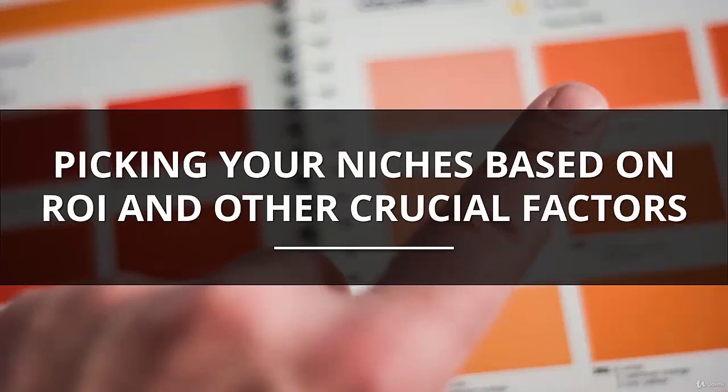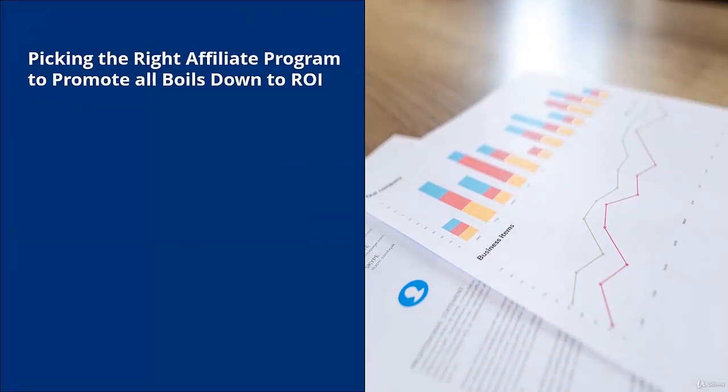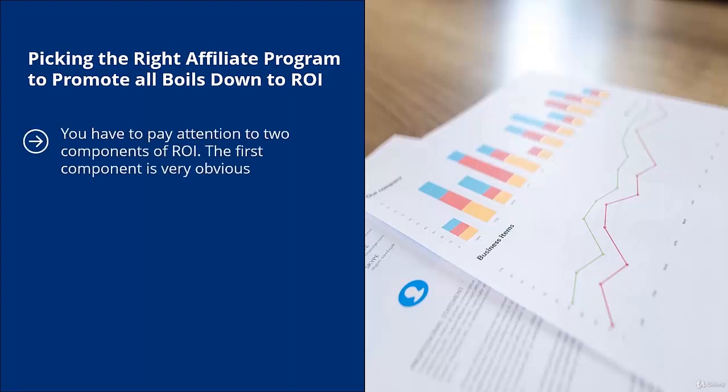Make no mistake, if you want to succeed with your affiliate marketing business, you have to focus on ROI. If you have a fuzzy idea of what return on investment means, you're playing the wrong game. Picking the right affiliate program to promote all boils down to ROI. You have to pay attention to two components of ROI. The first component is very obvious. This is return on investment. Put simply, how do you get the most return for every dollar you spend on your business?